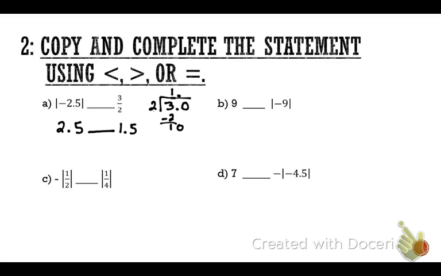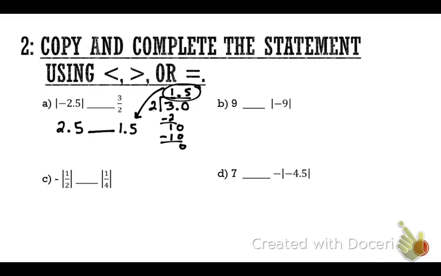2 goes into 10 5 times. Once you get to a 0, you know you're done. So your answer is 1.5, and that's what you want to put over there. Does that make sense? You always have to make sure that you put it into the same form. So now that I can see, I've got 2.5 and I have 1.5.